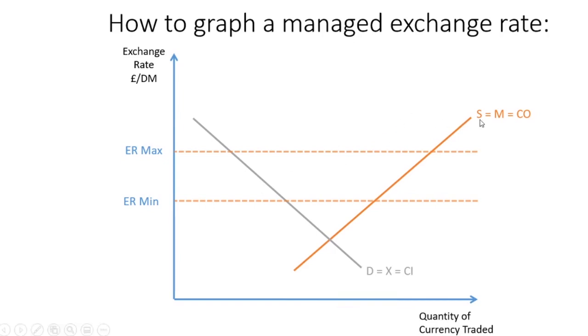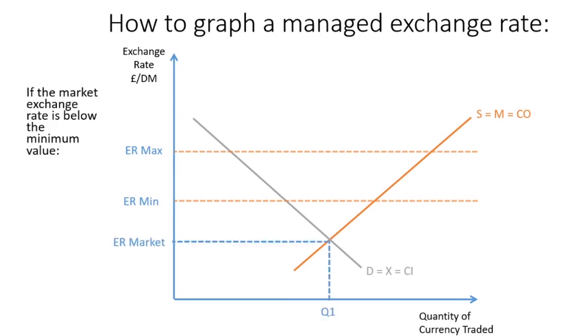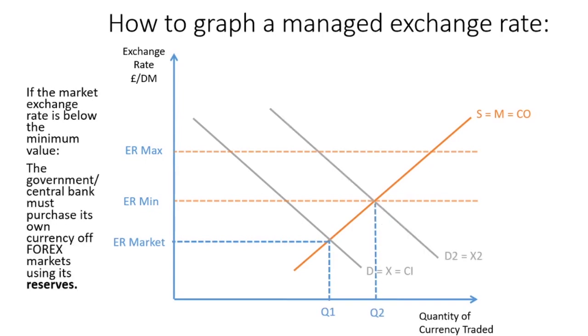You'll have your supply, which is equal to your imports or capital outflow, demand, which is equal to exports, which is equal to capital inflow. You would have two horizontal bands here, the maximum exchange rate, minimum exchange rate. If you find that the market exchange rate is below the minimum value, this would mean that the government, or the central bank specifically, must therefore purchase its own currency off foreign exchange markets using its reserves. By purchasing its currency, it will shift the demand to the right until it meets the minimum exchange rate determined by the system.